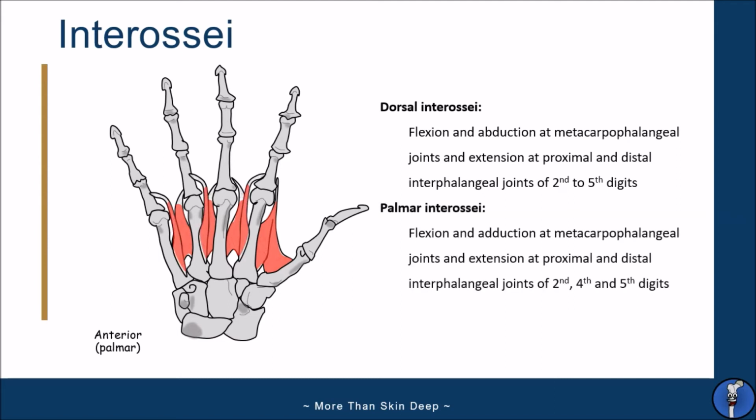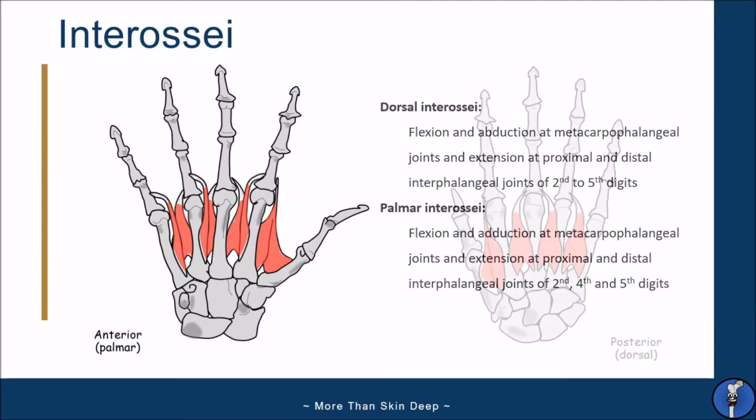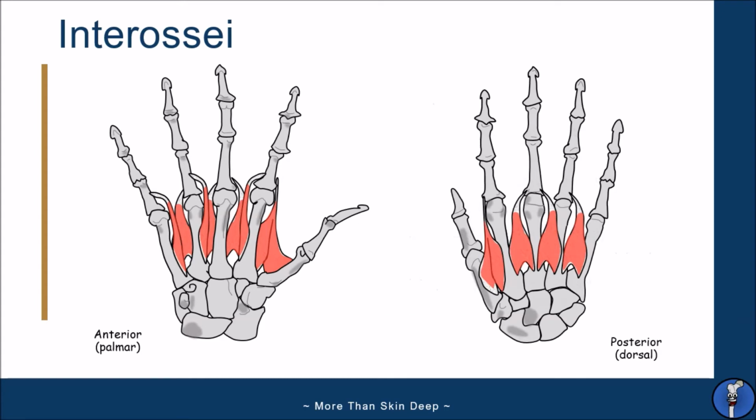Then we have the 3 unipennate palmar Interossei. These originate from the metacarpals 2, 4, and 5, and insert into the respective extensor hoods. They adduct at the index, ring, and little fingers, and contribute to flexion and extension of these same digits. Here we have the anterior and posterior views of the Interossei side by side.